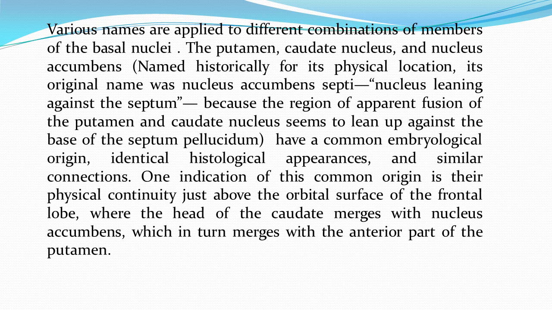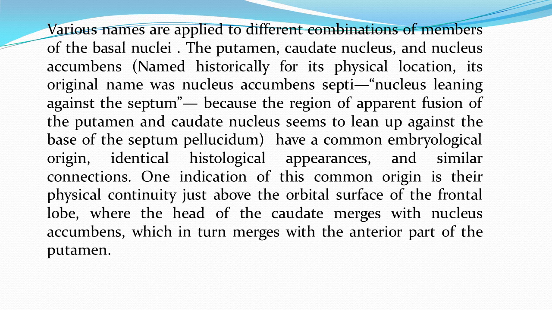The putamen, caudate nucleus and nucleus accumbens. Why is it known as nucleus accumbens? Named historically for its physical location, its original name was nucleus accumbens septi, that is, nucleus leaning against the septum pellucidum. Okay, that's why it is known as nucleus accumbens, leaning nucleus. The putamen, the caudate nucleus and nucleus accumbens have common embryological origin, identical histological appearance and similar connections.